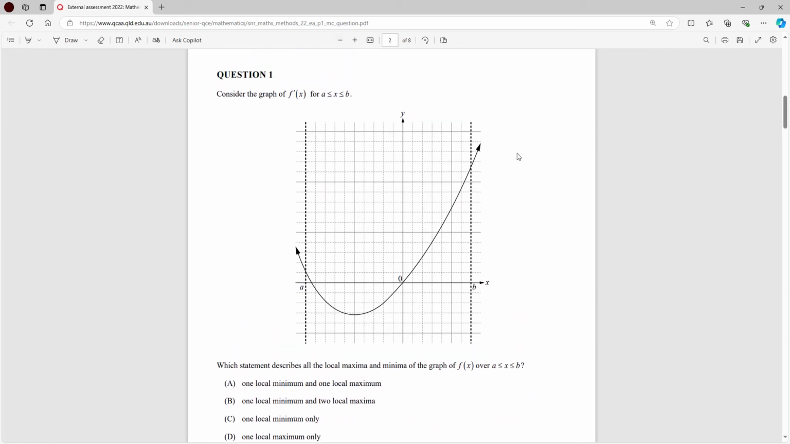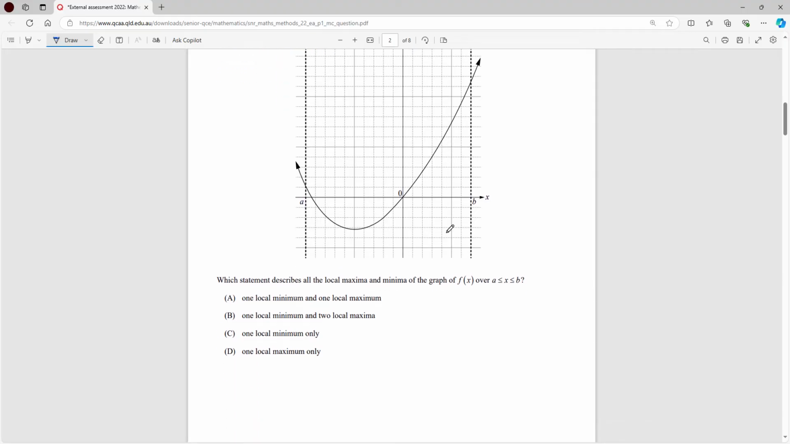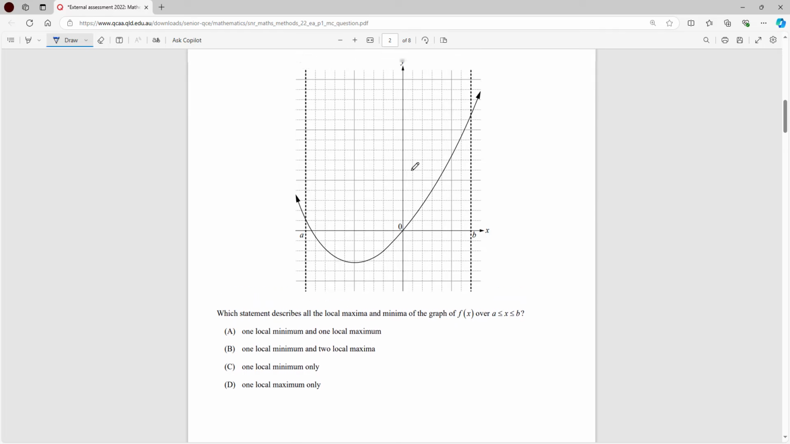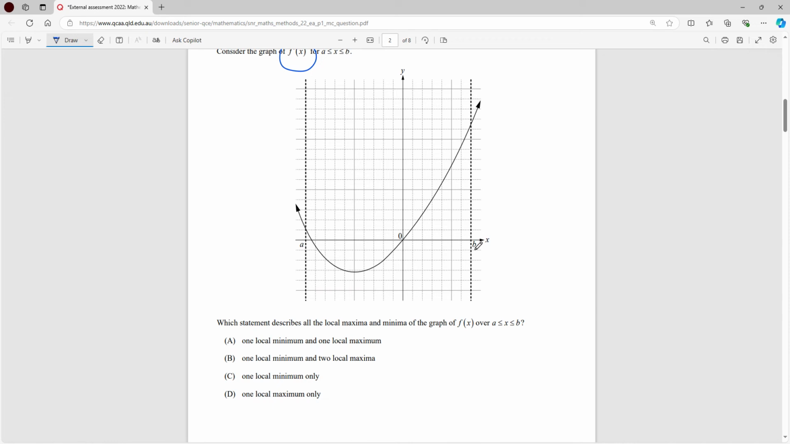So question 1, consider the graph of f dash of x for a less than x less than or equal to b. So pretty much between the values of a and b. Now this is the derivative, okay? So don't be fooled by this, okay? Now, which statement describes all local maxima and minima of the graph f of x over this domain? Now here, we've just got to think about this.